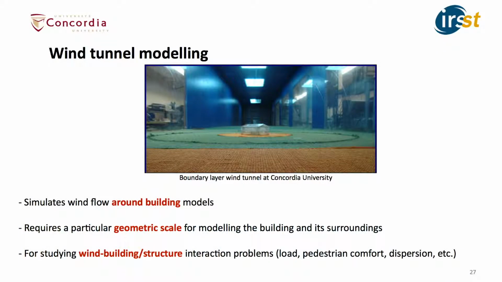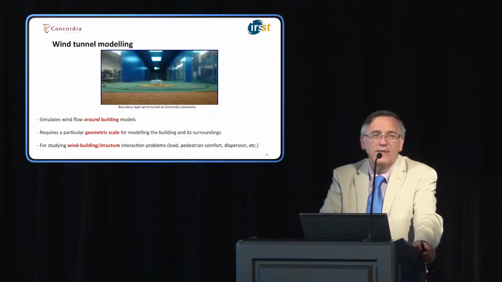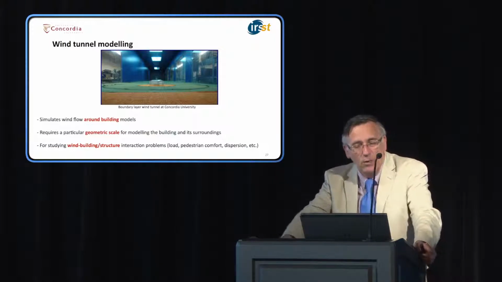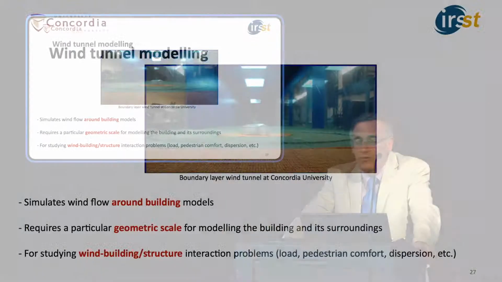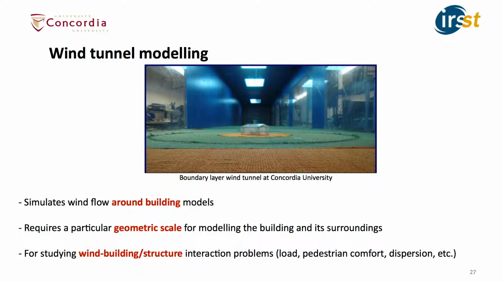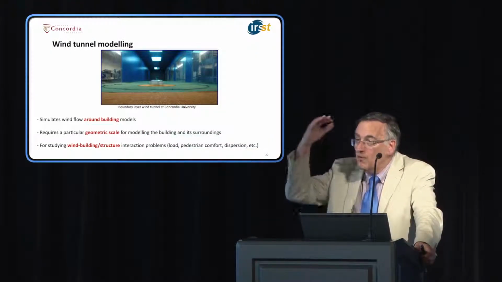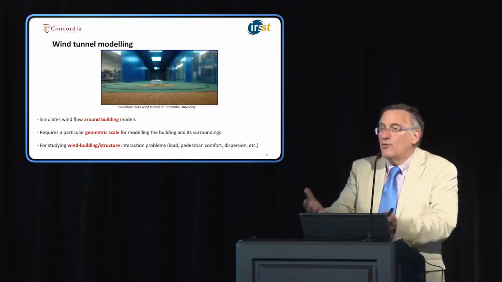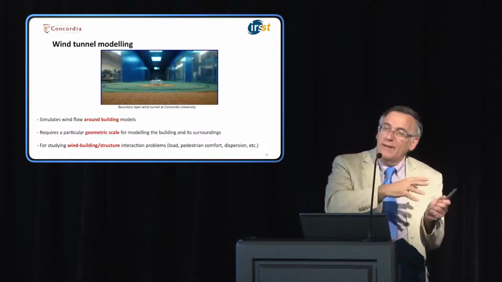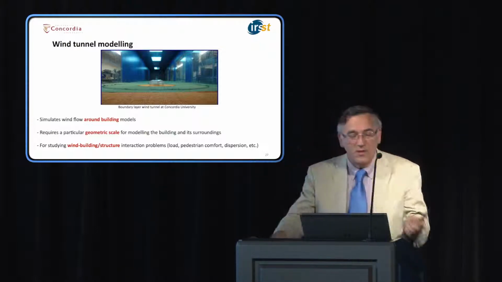Here you see a photo of the boundary layer wind tunnel that we have at Concordia University, with one building here, an isolated building in the middle of nowhere. We use buildings like that for code purposes to get worst case loads and so on. The wind tunnel basically does a physical simulation of the wind flow around building models. It requires a particular geometric scale for modeling the building and the surroundings, and this is the same scale that we model the wind. So basically we have to have simulation. We try to trick, if you like, the building. So we make a smaller building, okay, and we have a smaller wind, let's put it this way.